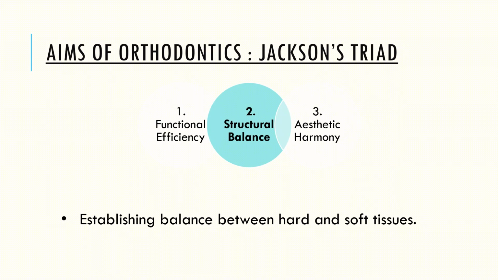Second is structural balance. It is self-explanatory in the sense it means balance between the hard and the soft tissues. Hard tissues in this case are the teeth and the basal bone, and soft tissues are basically the musculature which houses these teeth and the bones. The musculature in this case is the buccinator mechanism, the tongue musculature, the orbicularis oris, and the mentalis muscle.